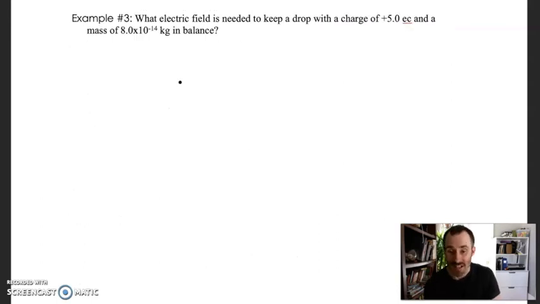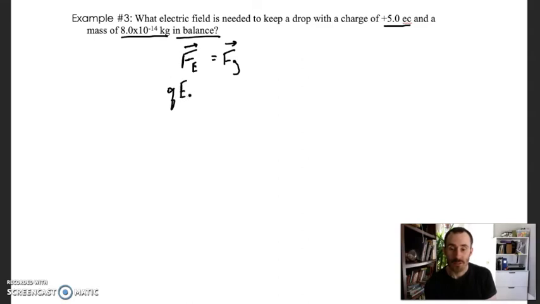The last one is the same idea as the other two. This one says that the electric field is what we're looking for. We're given the charge, we're given the mass, and it's held in balance. So if it's held in balance, we know that the electric force is equal to the force of gravity. Electric force is Q times E. The force of gravity is mass times 9.8. And we're asked this time for what's the electric field. So to solve for the electric field, we're going to divide the other side by Q.